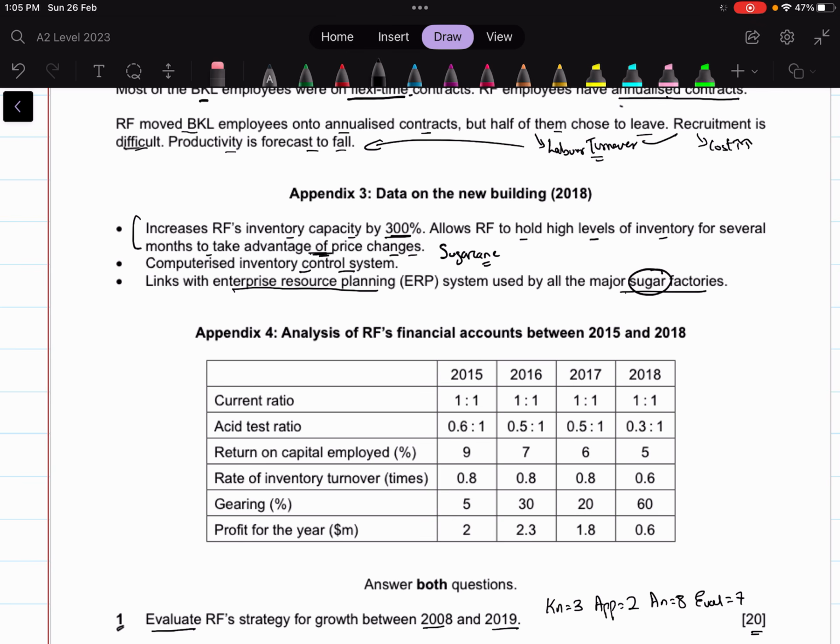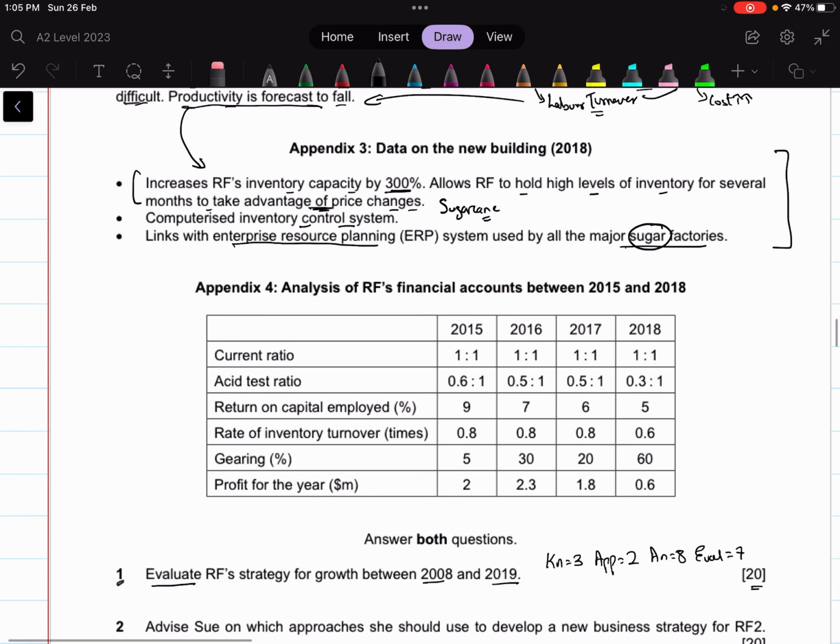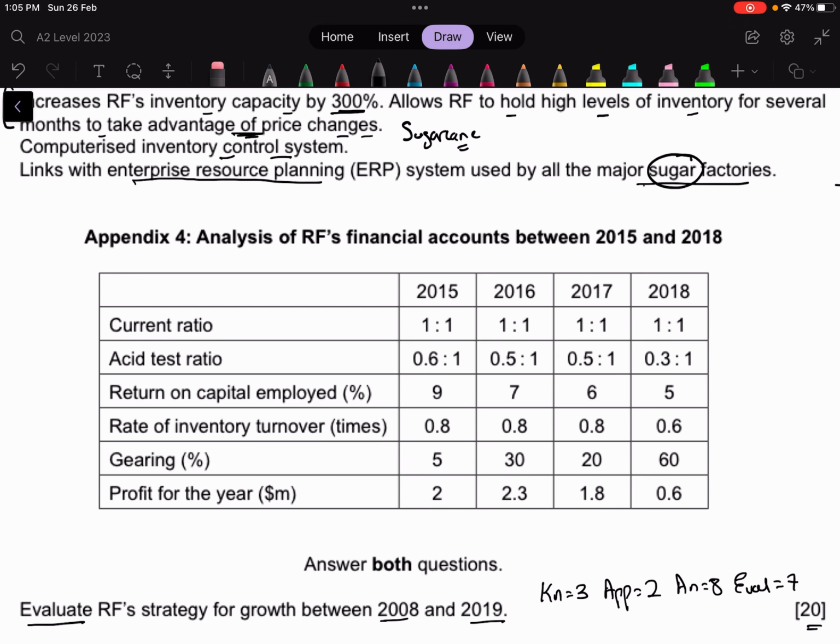sugar. Because the case does suggest that employee productivity is forecasted to fall. And if employee productivity has fallen or had fallen, the business would not have been able to convert the maximum amount of sugarcane into sugar by the right time, which would have restricted the benefit that you could have gained from this particular decision. Alright, so we have appendix 4, analysis of RS financial accounts between 2015 and 2018.